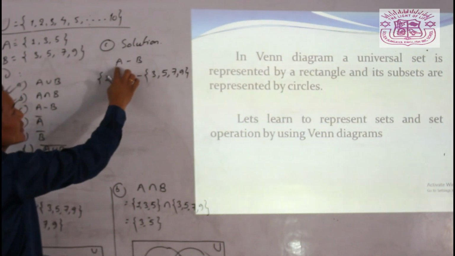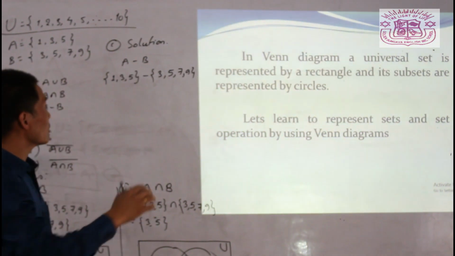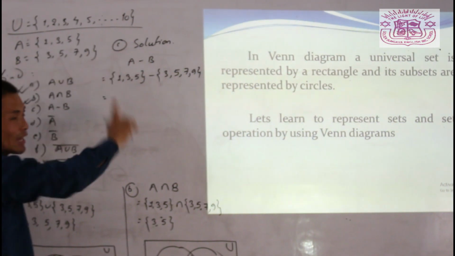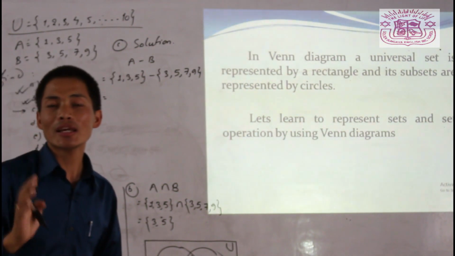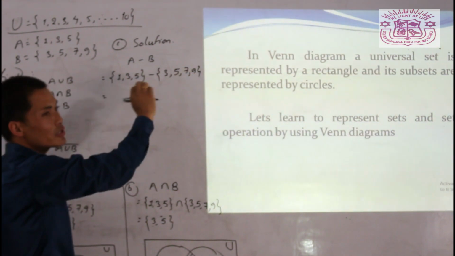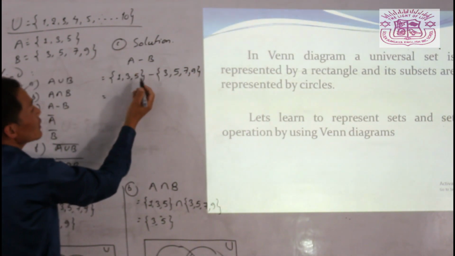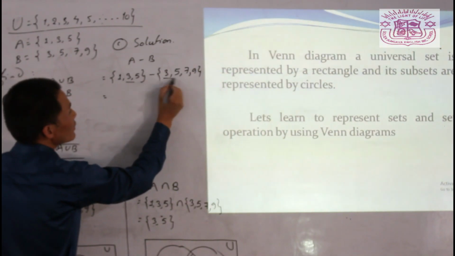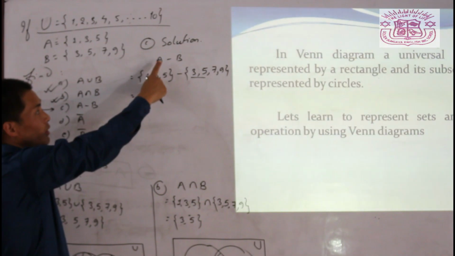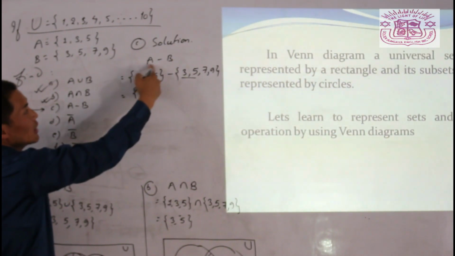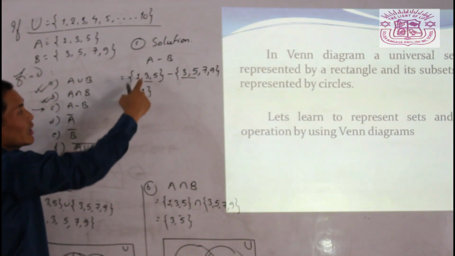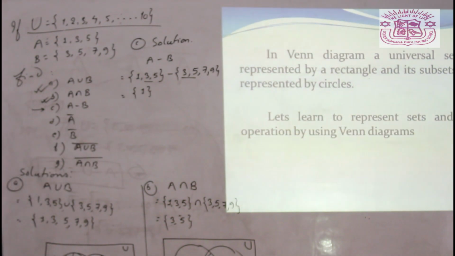While finding difference A minus B, most students get confused. So don't be confused. A difference B means the elements that are present in set A only; we just ignore the elements of set B. Let me remind you, 3 and 5 are repeated in both sets. Which element is only present in set A? 1, right? So A difference B gives the answer 1.